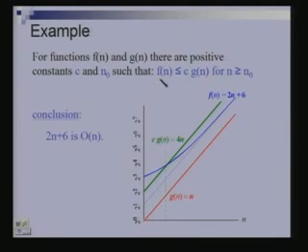And then we say that f of n, which is 2n plus 6, is big O of g of n. Not big O of 4n, but big O of n. So f of n here is big O of n then. So 2n plus 6 is big O of n. Another example.